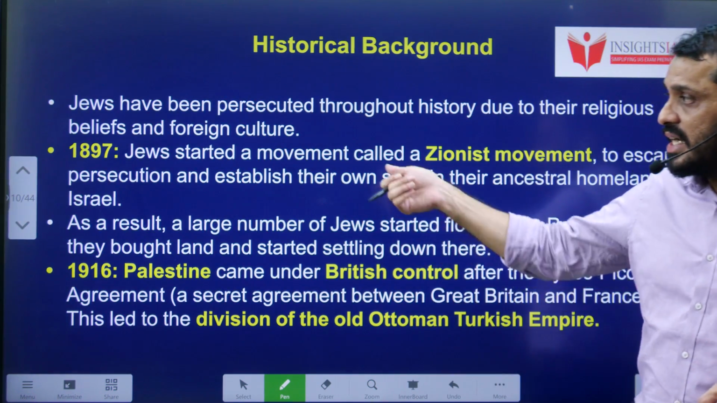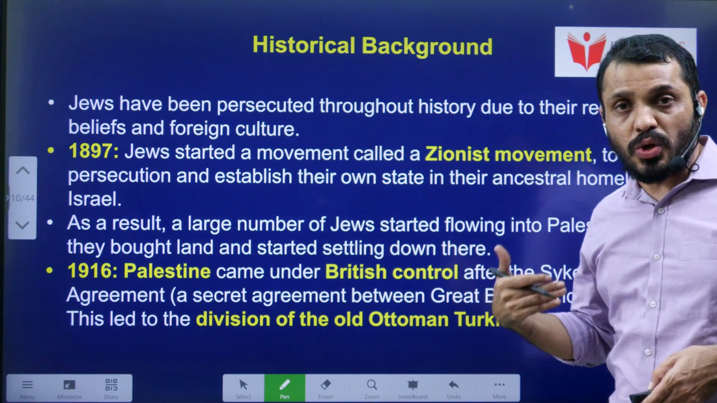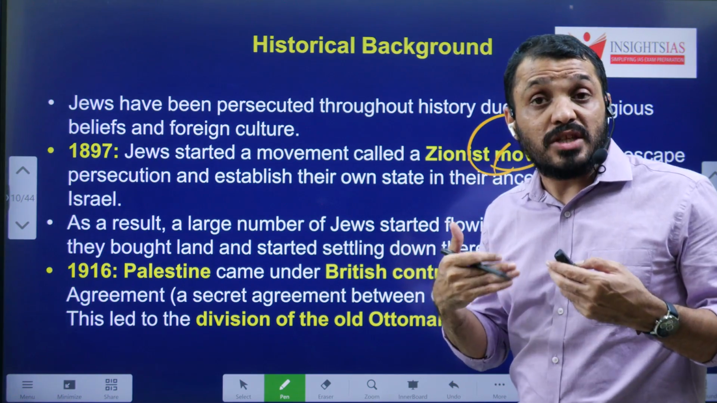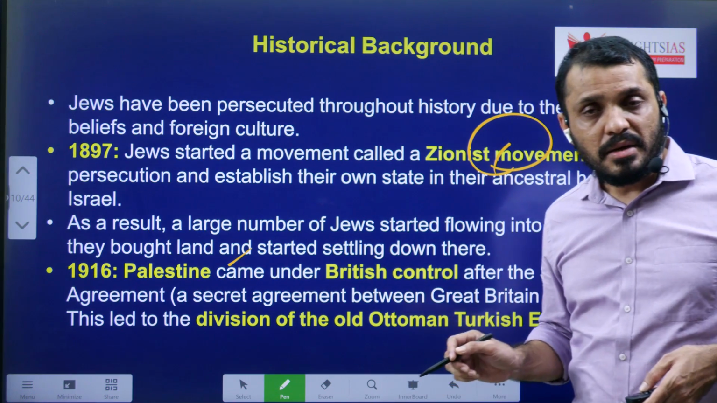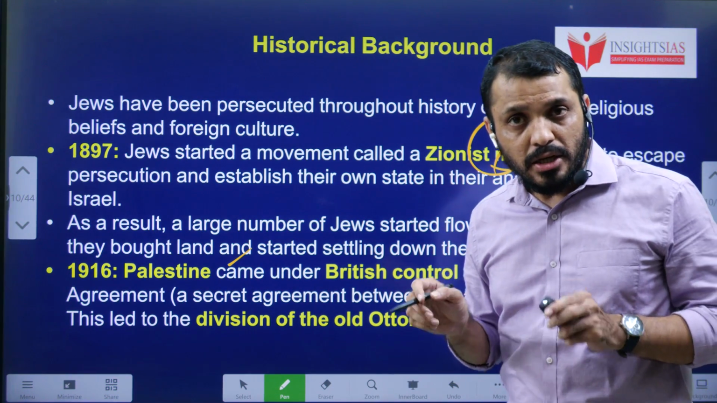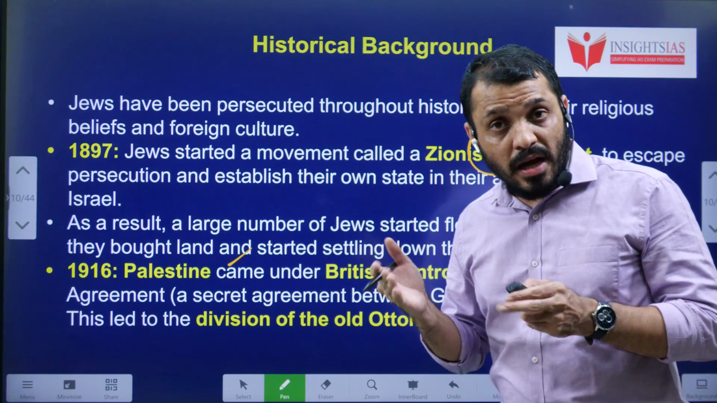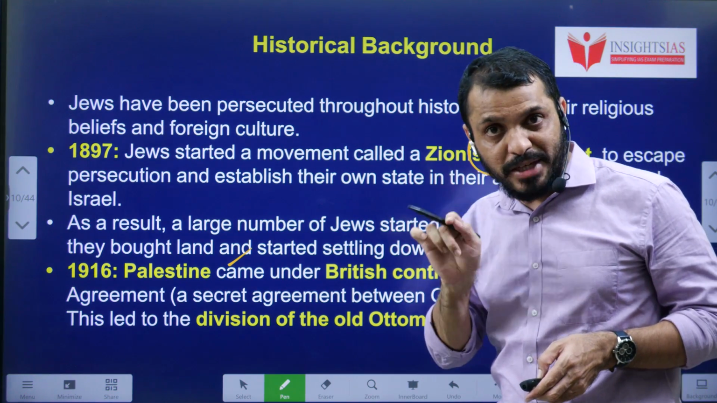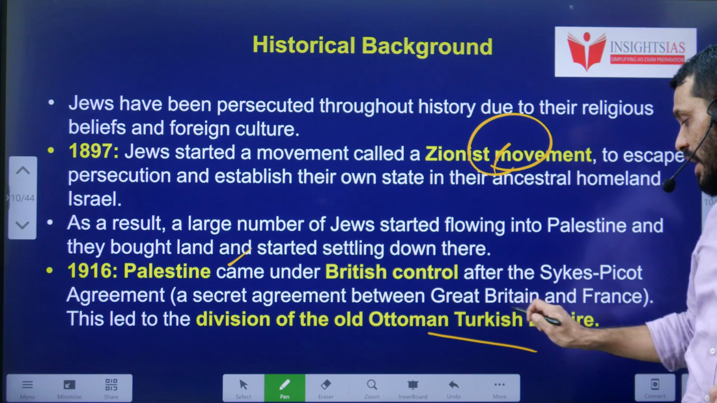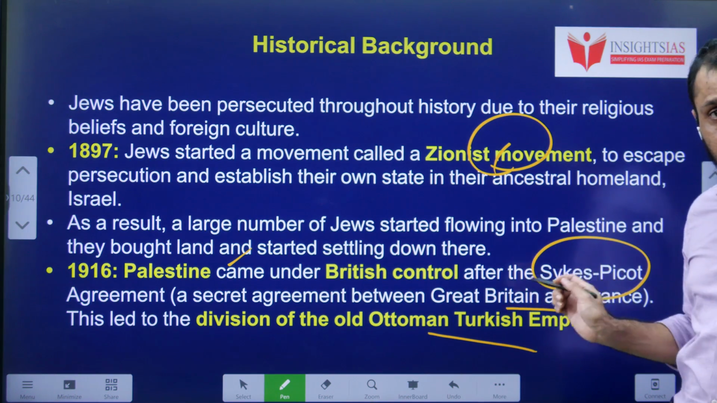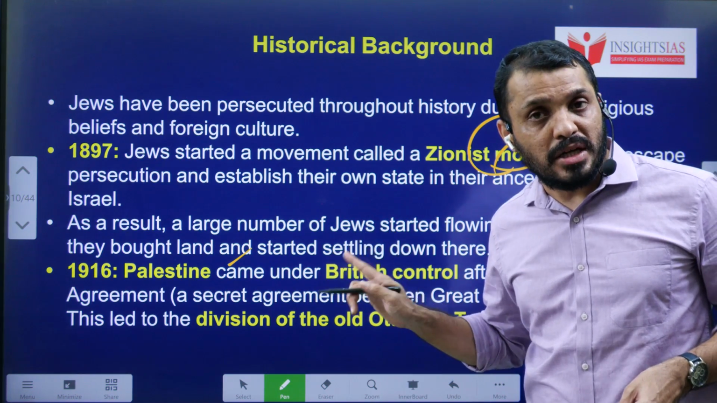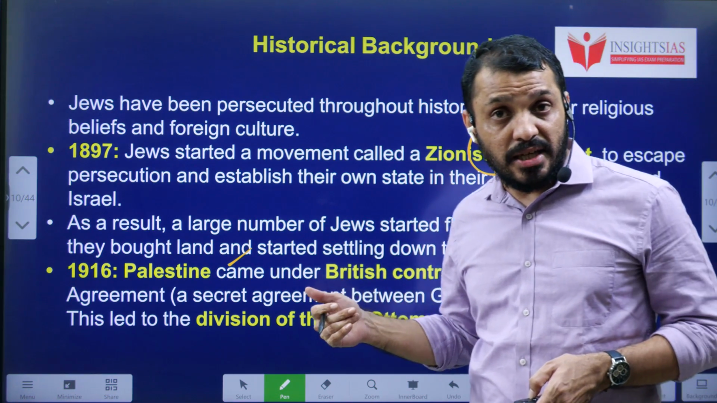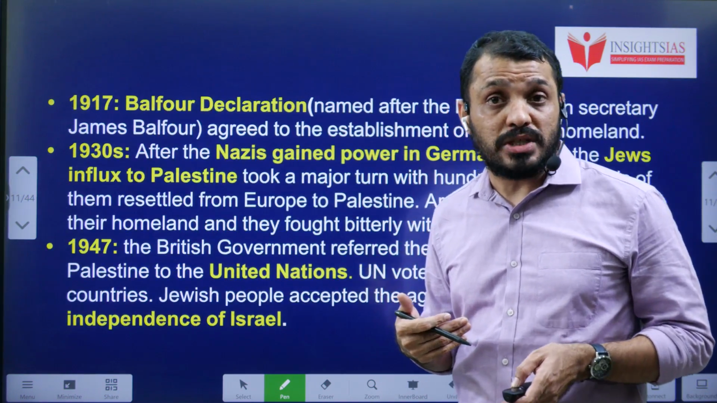That we can understand. In 1897, Jews started the Zionist movement. The Zionist movement is all about showing solidarity among the Jews against their persecution. Then in 1916, Jewish people were officially allowed by the British to settle in the Palestine region, because Palestine came under the control of the British, according to the Sykes-Picot agreement. It was a part of World War I between France and England. So as England got this territory from the Ottoman Empire, they allowed the Jews to settle down in this area.